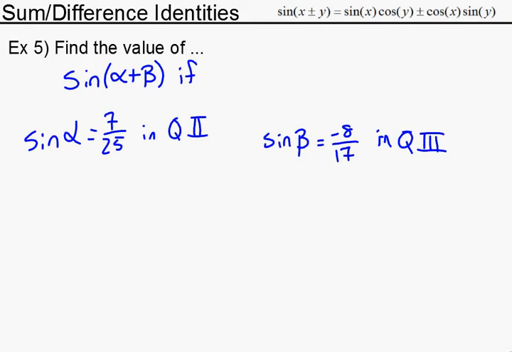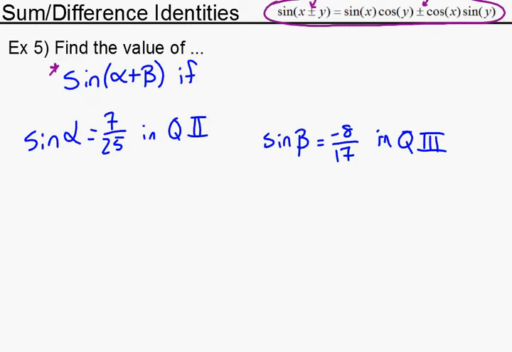This is a great example to show how we start to put together all the different skills that we've developed so far in trigonometry. Find the value of the sine of alpha plus beta if, and that gives you two conditions. It tells you something about alpha and tells you something about beta. Now the first thing to notice, since it's talking about sine of alpha plus beta, I'm going to come up here and use this guy here. And since it's plus, I'm going to use top and top, just so I keep that in mind.